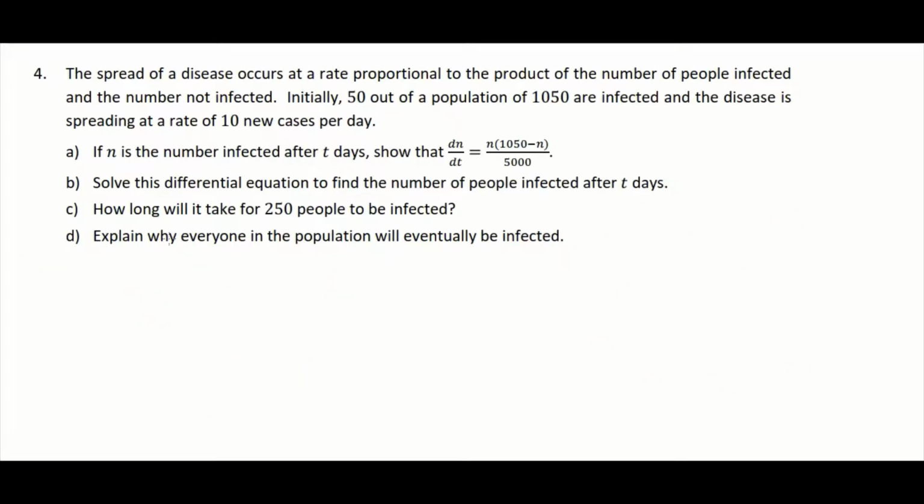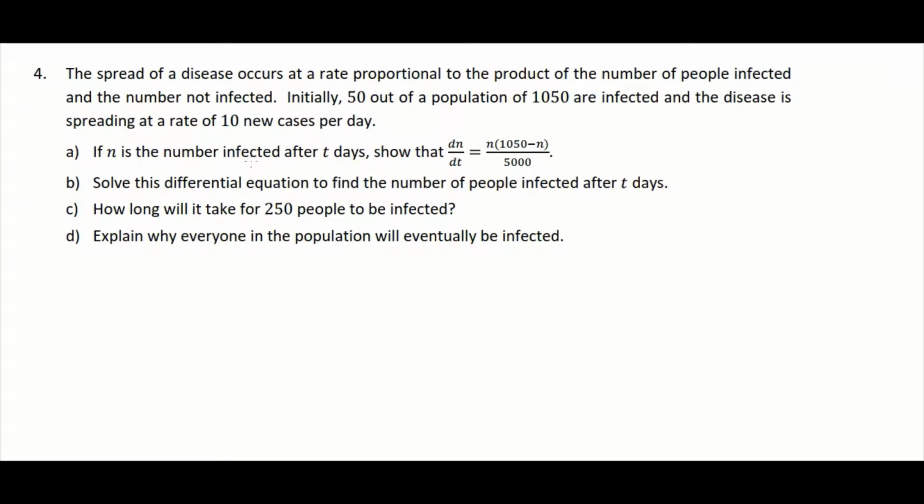Alright, number 4. The spread of a disease occurs at a rate proportional to the product of the number of people infected and the number not infected. Initially, 50 out of the population of 1,050 are infected and the disease is spreading at a rate of 10 new cases per day. So if n is the number infected after t days, show that dn/dt is equal to this expression. So you can see that there are different terms used in this question: spread of disease, number of people infected, number not infected, and n is the number infected.